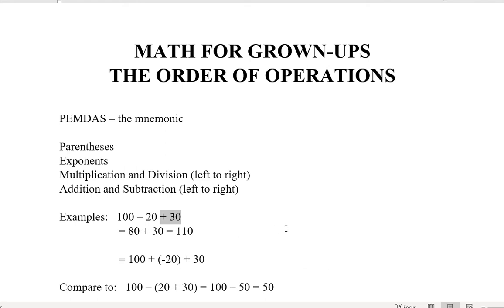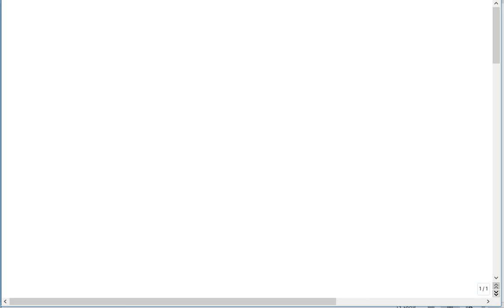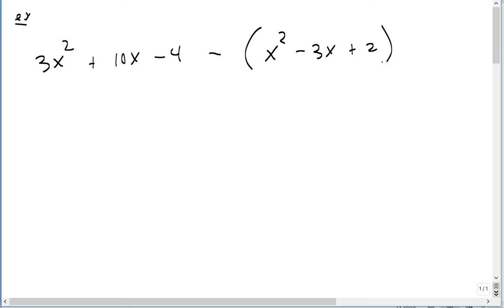Now, the one thing I want to link this with some of the other stuff I've done earlier is what happens if you can't really merge the stuff in the parentheses? What happens if you have something like 3x squared plus 10x minus 4 minus, in parentheses, x squared minus 3x plus 2? Well, okay, we got this thing in parentheses. We have to do it first. But the law of units says you can't add x squareds to x's. You can't add either of those to 2's. So this is just fixed.